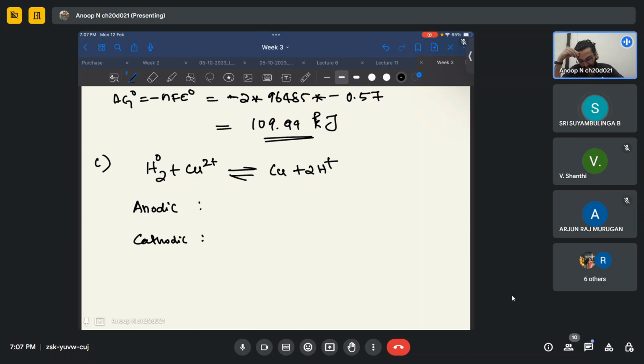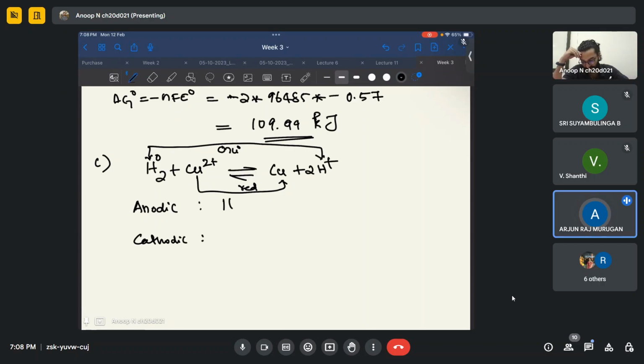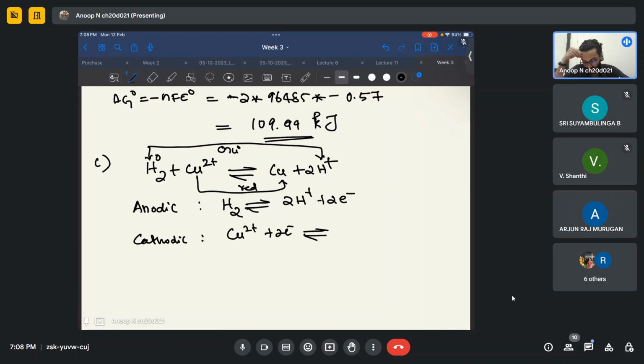Yeah, here hydrogen is 0. It is getting to +1 form. So hydrogen is oxidizing. Then Cu is getting reduced. So what will be the anodic reaction? Anyone? Can you rethink, because hydrogen is oxidizing. So it will be H2 gives 2H+ plus 2 electrons. Yeah. What will be the cathodic reaction? It's very simple. So I expect very fast. Cu2+ plus 2 electrons gives Cu.